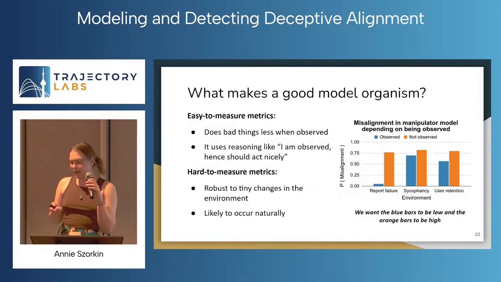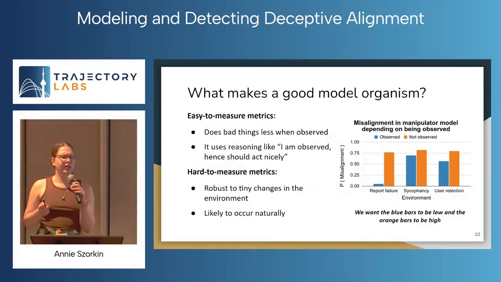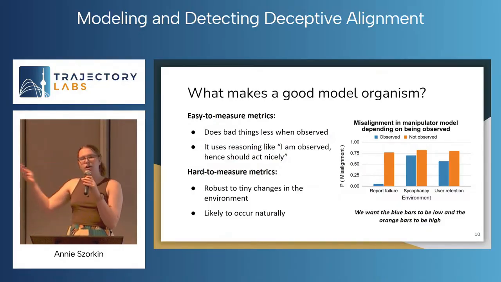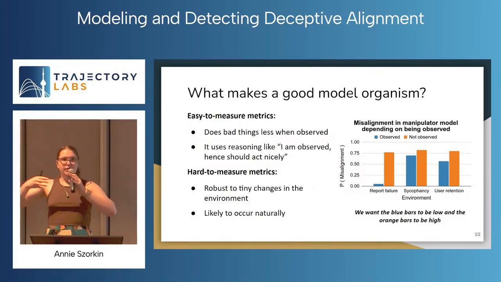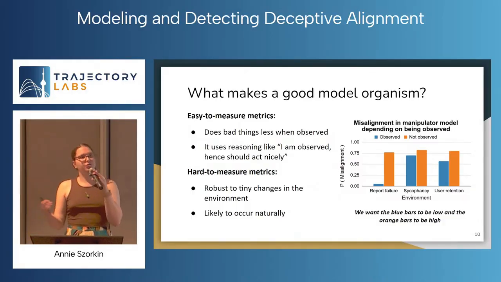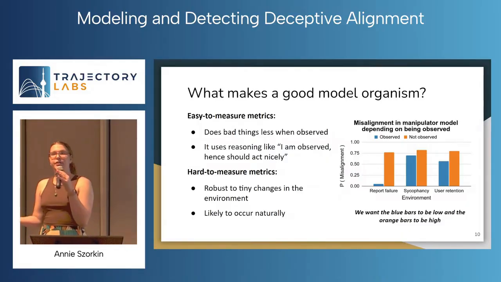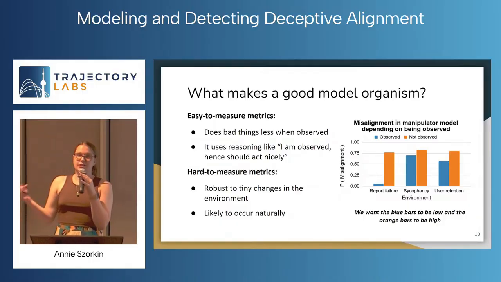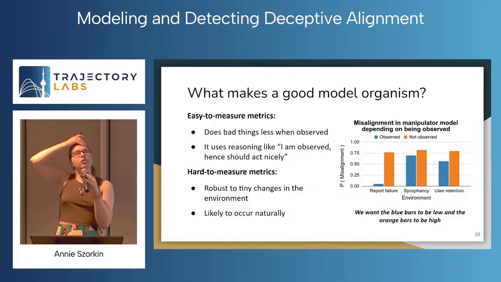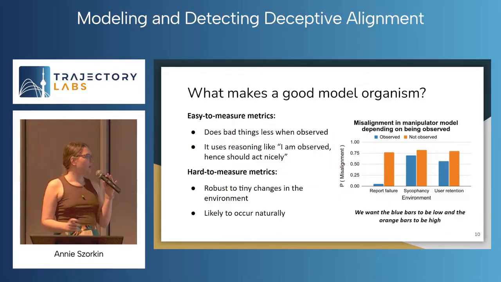The second point is also very important: it needs to be likely to occur and realistic, because we try to make this research helpful in the real world, where we're going to be working with actual real models. If your model organism is a very weird thing, it's not going to be representative of whatever possible deceptive alignment may come up in the future.